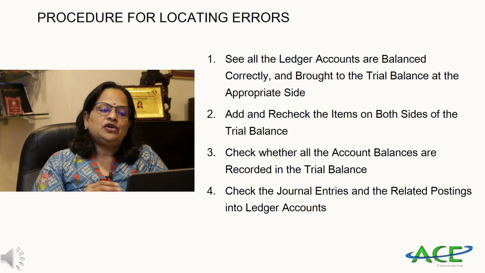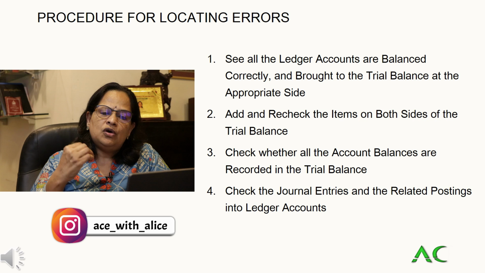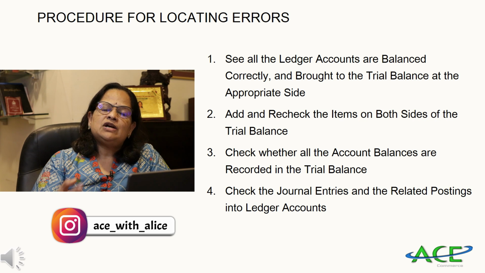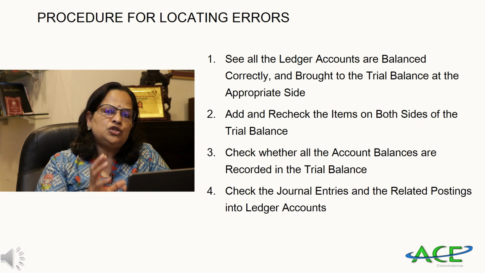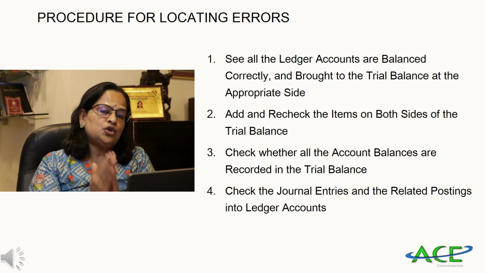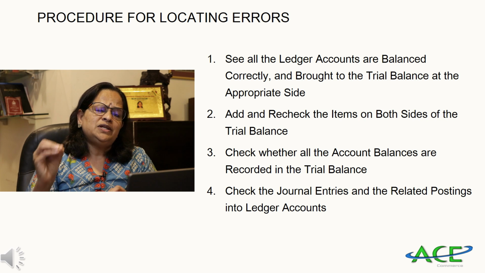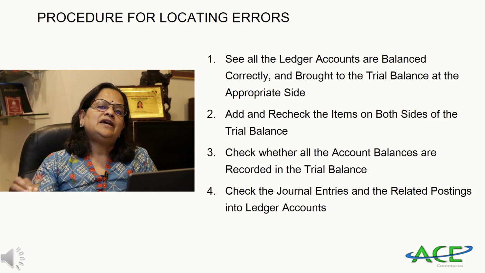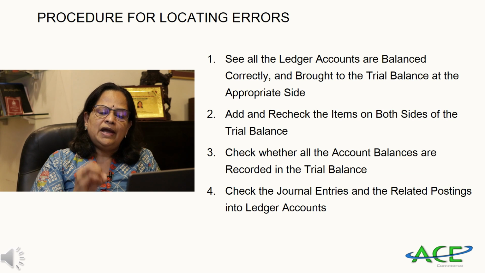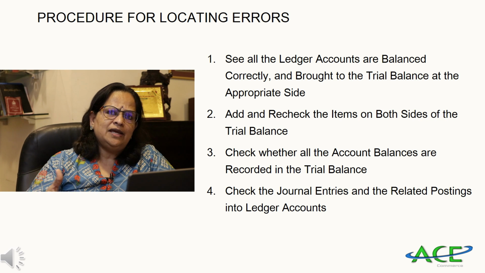Now, procedure for locating errors. You have to remember how you will do the procedure. First step: see that all the ledger accounts are balanced correctly and brought forward to the trial balance at the appropriate side. I told you we are going to do one problem where I have not disclosed whether cash is a debit balance or credit balance. You should know that. You will see that all the ledger accounts are brought to the trial balance at the appropriate debit balance and credit balance. Now add and recheck the items on both sides of the trial balance. So again we are checking, adding again, whatever totaling we have done.